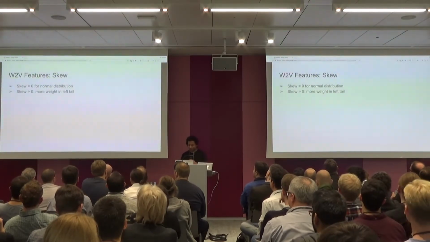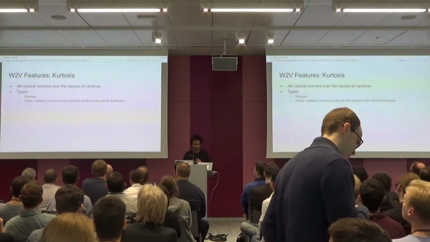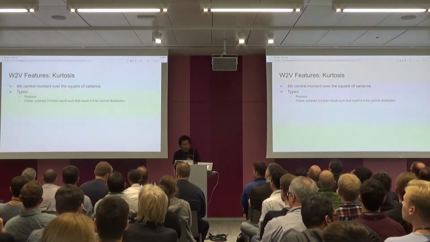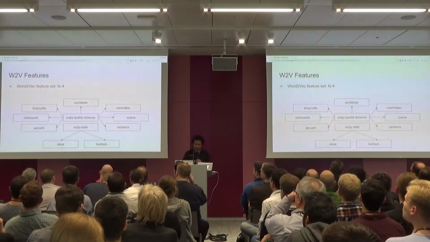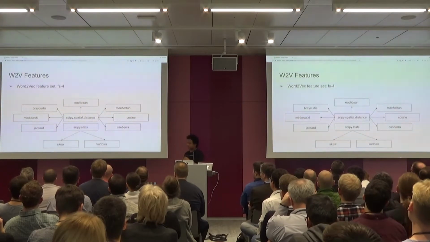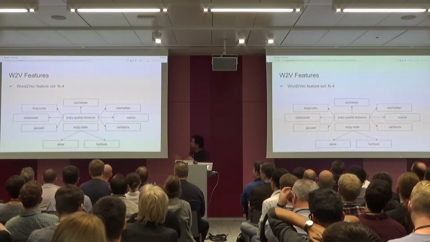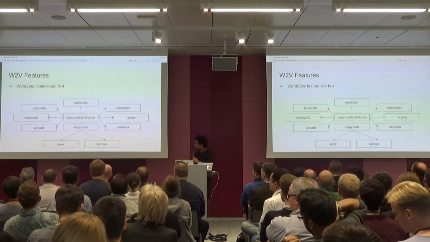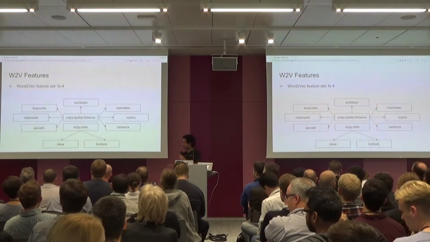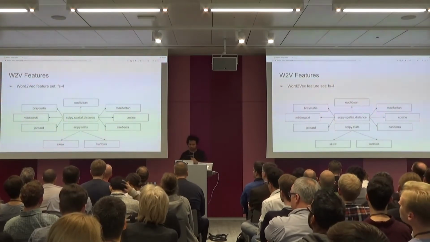The next two features were skew of the word2vec vectors and kurtosis. I used the Fisher version of that, and these are the final features I have from the word2vec feature set 4. So different distance metrics that I haven't specified in the slides, and then you have skew and kurtosis, and you can simply use SciPy to implement them pretty easily.